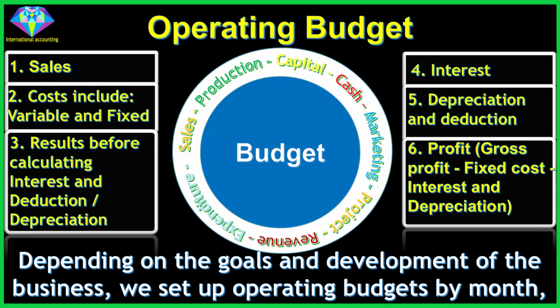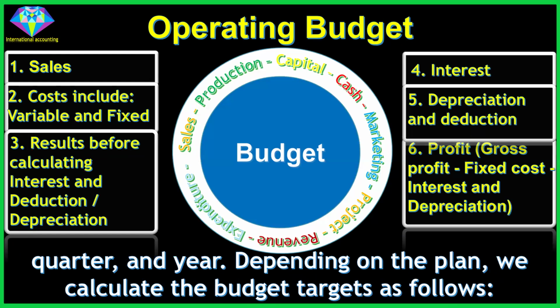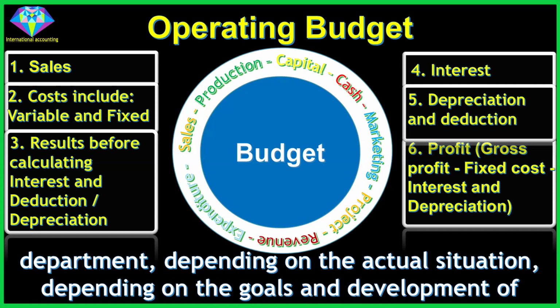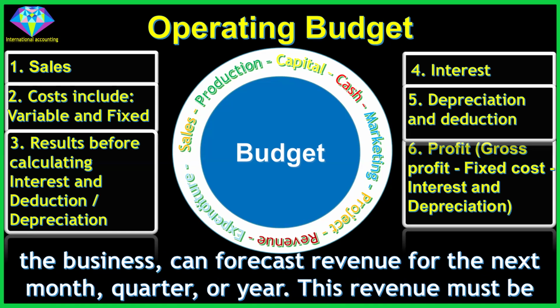Depending on the goals and development of the business, we set up operating budgets by month, quarter, and year. Depending on the plan, we calculate the budget targets as follows. 1. Sales revenue include sales of goods, sales of service, sales of finished goods. The sales department, depending on the actual situation, can forecast revenue for the next month, quarter, or year.